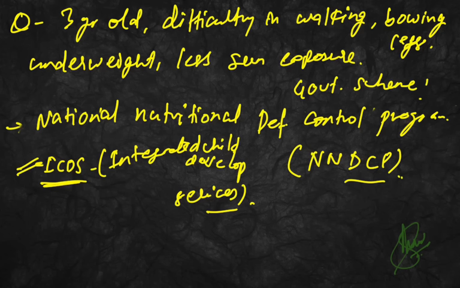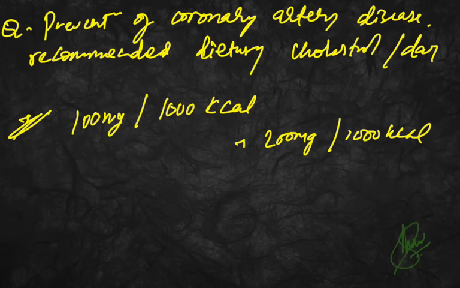Now a 3-year-old with difficulty in walking with bowing legs, underweight, less sun exposure. Which government scheme will cover it? There were 4 options, of which 2 were easily ruled out. The confusing ones were ICDS and the National Nutritional Deficiency Control Program, NNDCP. This is not the answer. ICDS, Integrated Child Development Services, is the answer.